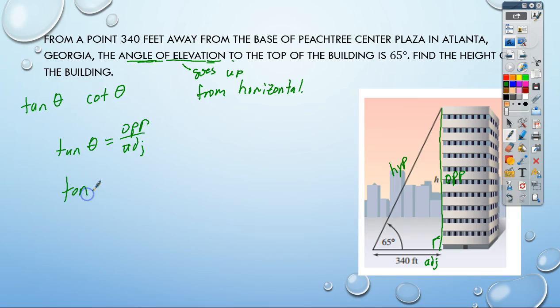So tangent, what's theta? Theta, ooh, that's my degree measure. 65 degrees. Okay, opposite over adjacent is equal to h over 340. And you just solve for h. Multiply 340 by both sides. 340 tangent of 65 is equal to h. And we go and plug it in our calculator. I'll be right back with the calculator.